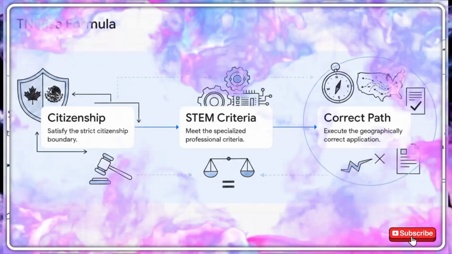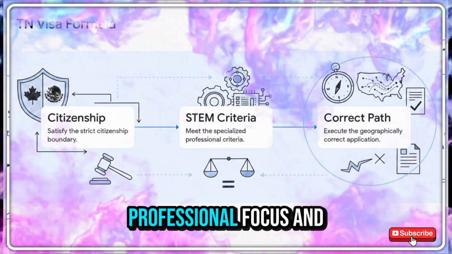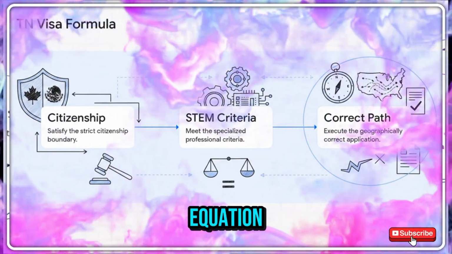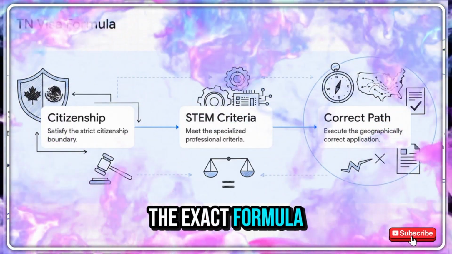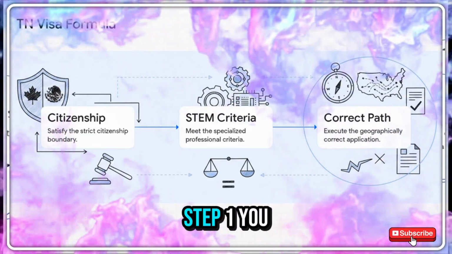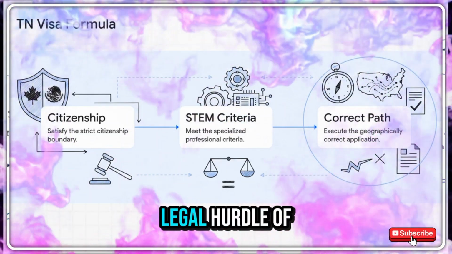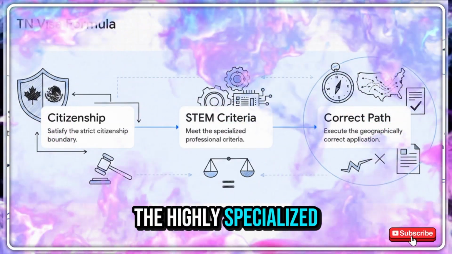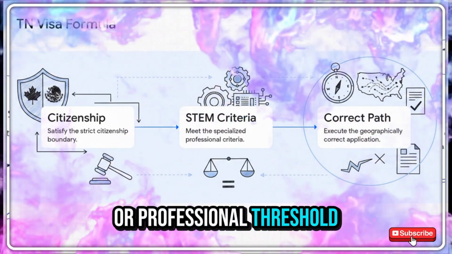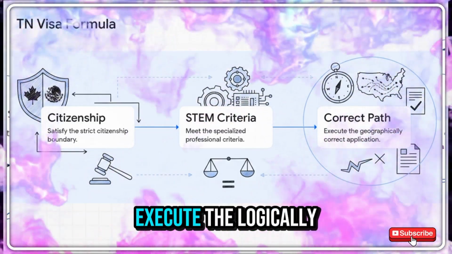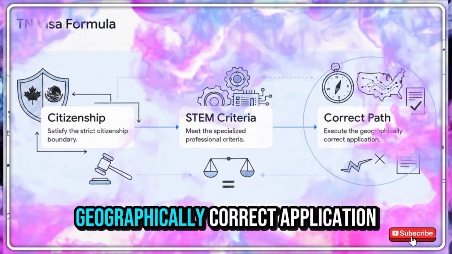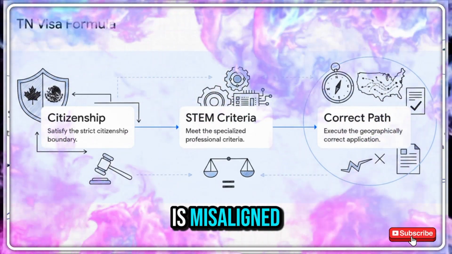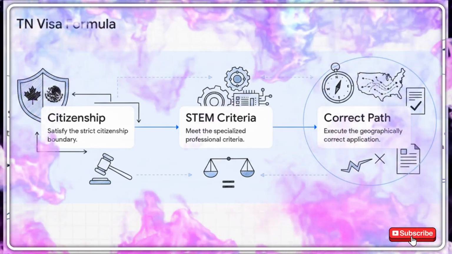And that brings us to our final section, Section 6, Timeline and Efficiency Outcomes, or the cause and effect result. When we treat nationality, professional focus, and geography as strict variables in a mathematical equation, we can see the exact formula required for success. Step 1, you have to clear that strict legal hurdle of North American citizenship. Step 2, clear the highly specialized STEM or professional threshold. And Step 3, execute the logically, geographically correct application pathway. If even one of these variables is misaligned, the whole equation fails.